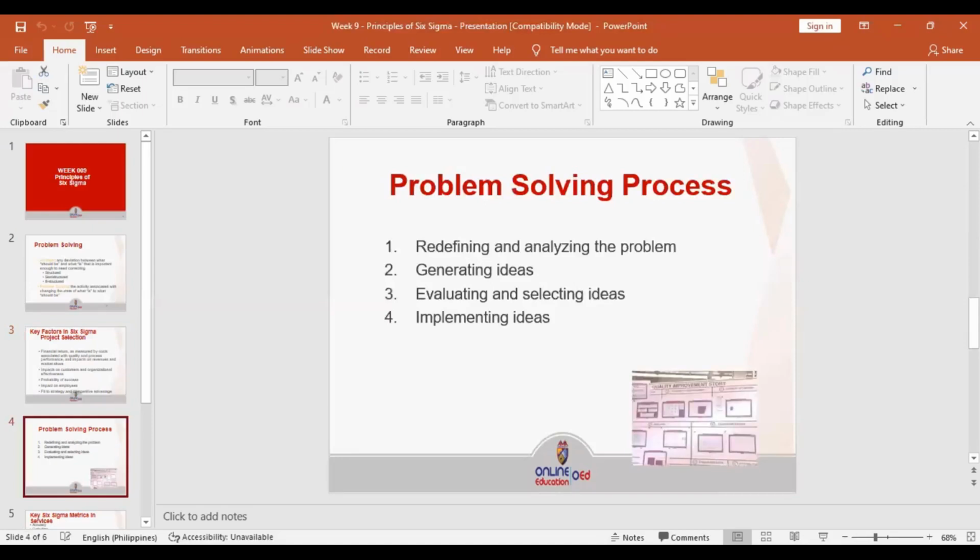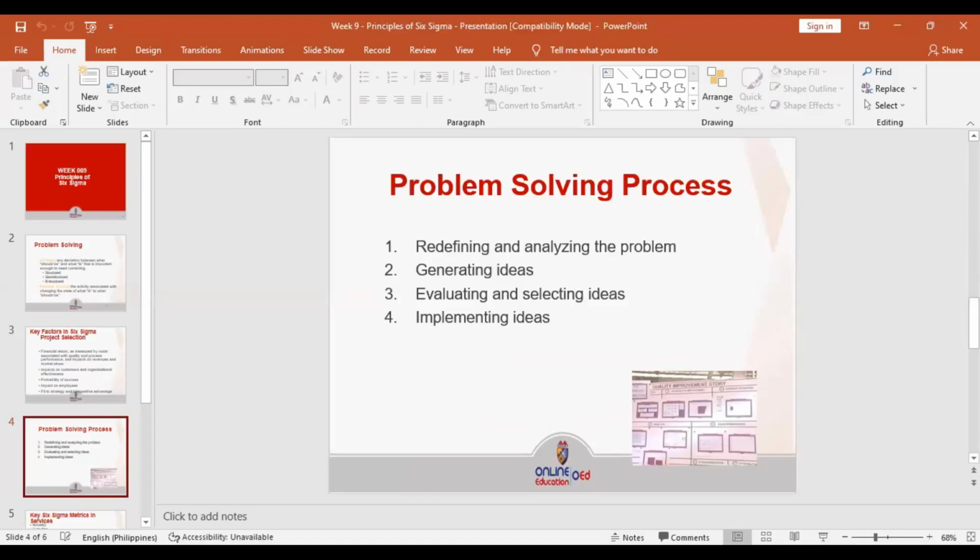So now, what is the problem solving process in Six Sigma? The process of problem solving starts with redefining and analyzing the problem. Yes, because sometimes we only see a problem as it is, based on what we've seen, but we do not look for the root cause of the problem. The root cause or the reason is the real problem, in a sense, okay? That's why we have to redefine and analyze the problem.